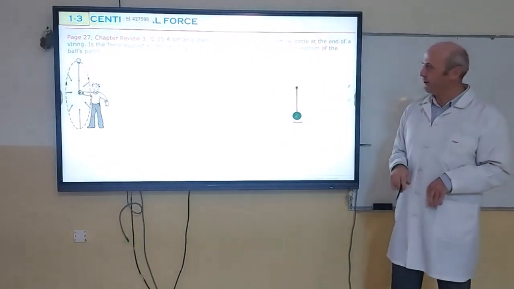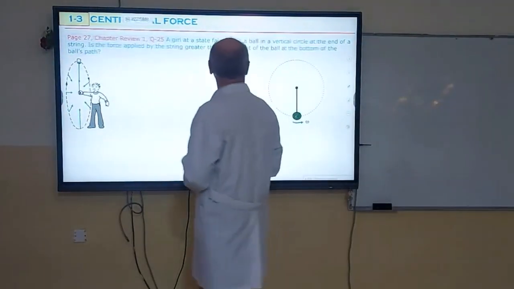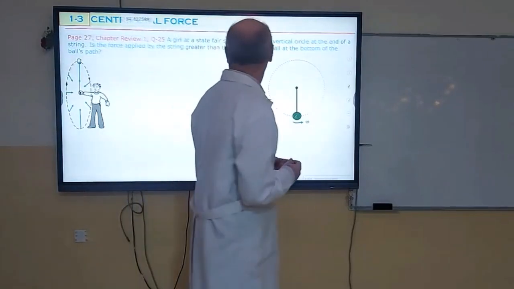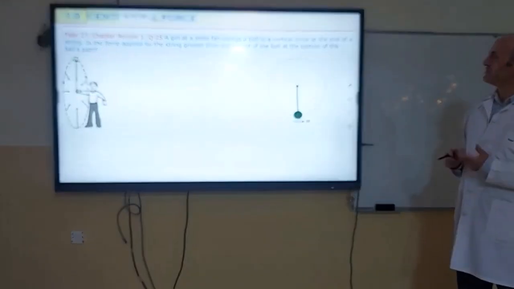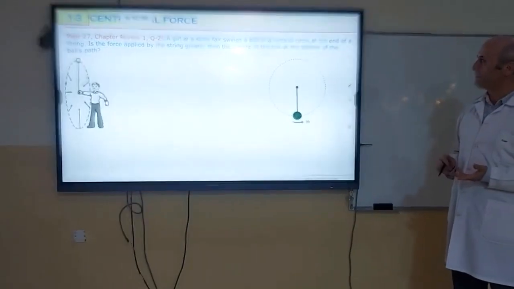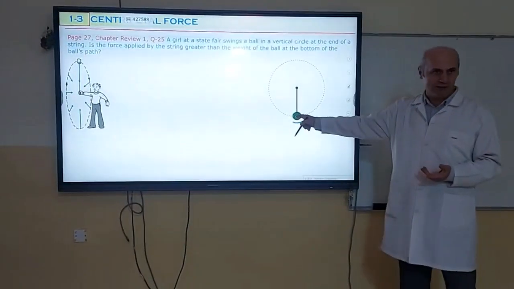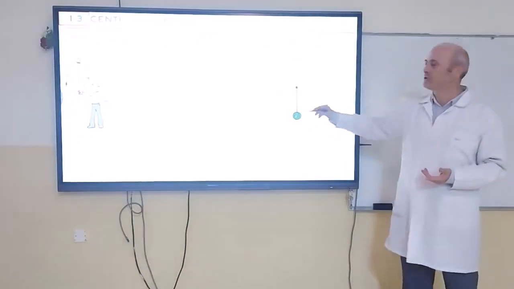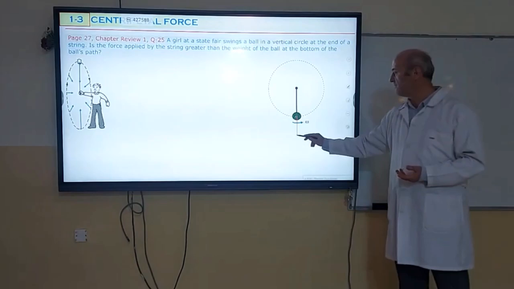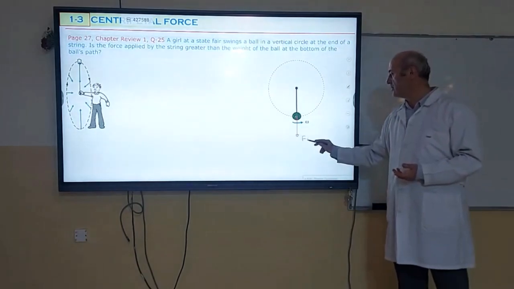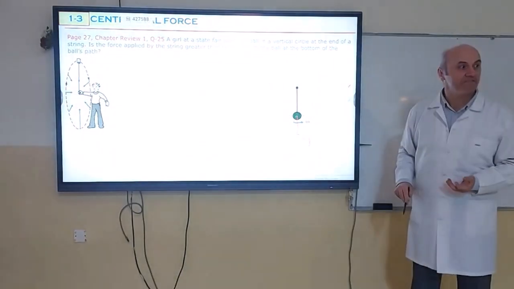Example. A girl at a state fair swings a ball in a vertical circle at the end of a string. Is the force applied by the string greater than the weight of the ball at the bottom of the ball's path? Here is the bottom of the ball's path. Let's draw the forces acting on the ball. Two forces are acting on the ball. One of them is Fg. The other one is Ft.